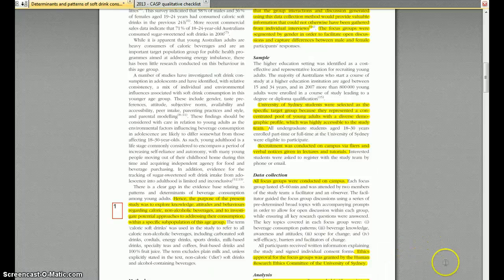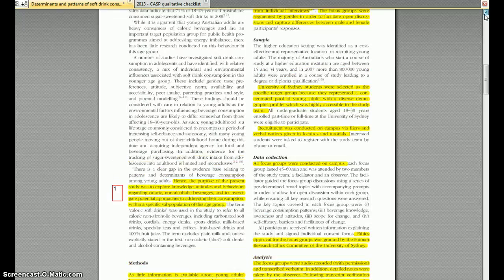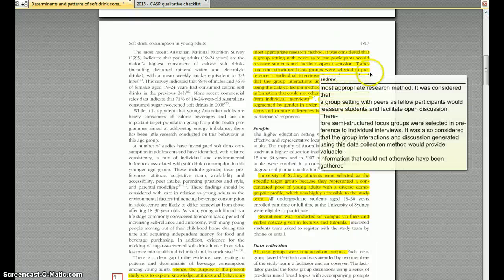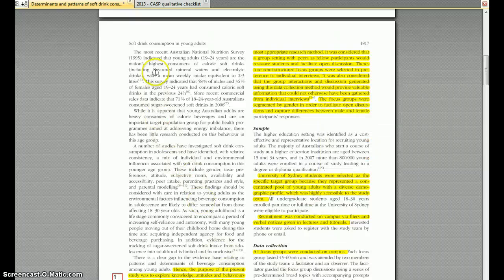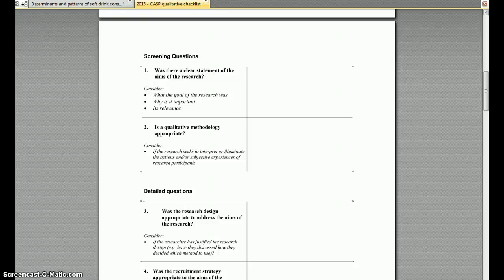Well, in this case, the authors make this relatively easy because in the beginning of the methods, they say that there is little information on young adults' knowledge, attitudes and behaviours relating to caloric soft drinks, and so they selected a qualitative approach. And within that qualitative approach, they decided that there were benefits to be accrued from having students in semi-structured focus groups rather than individual interviews, and so they define and justify their research method as well as their qualitative approach. So having passed through the filter questions, we're then asked, was the research design appropriate to address the aims of the research?